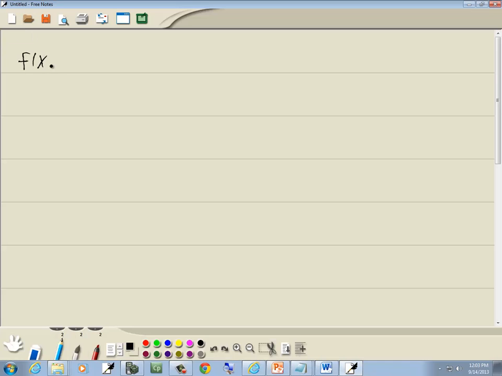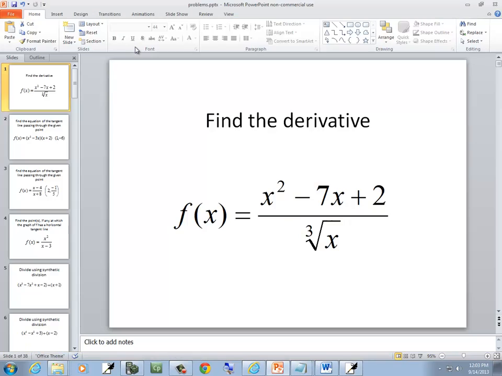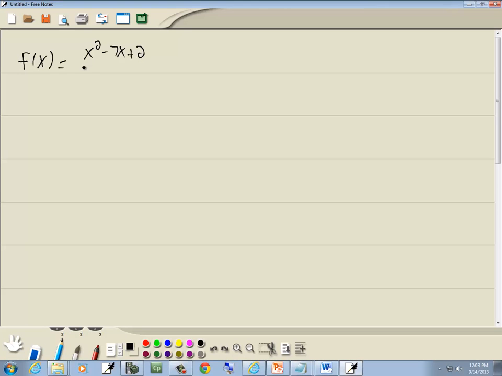I'm not going to do all of it here. I'm going to say x squared minus 7x plus 2, and we already said that's x to the 1/3. Okay, quotient rule. Got something divided by something else. This will be our p, and this will be our q. Our formula is p prime q minus p q prime over q squared. So for our formula, we need p prime and q prime. So for p prime, the derivative of x squared minus 7x plus 2 is 2x minus 7.